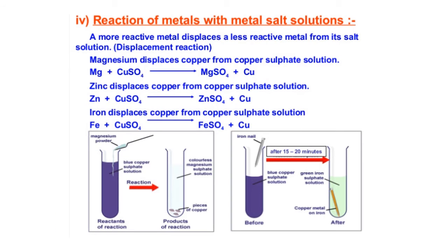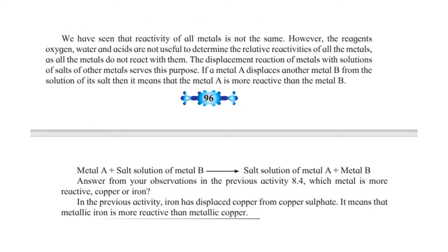From the previous experiment, we can conclude that a more reactive metal always displaces a less reactive metal from its salt solution. So if we put magnesium in copper sulfate, magnesium will displace copper to form magnesium sulfate. Similarly, zinc will displace copper from copper sulfate and form zinc sulfate. Iron will displace copper from copper sulfate and form iron sulfate. That means the reactivity of all metals is not the same.